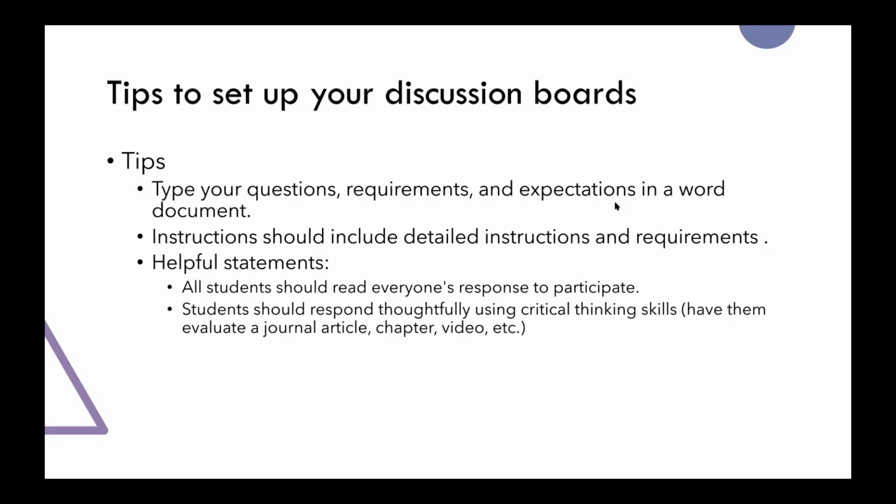with one another, whether it's responding to their peers. So it's really important to think about how you want your students to participate. And one way that you can help promote critical thinking is having them either evaluate a journal article or the chapter that they're reading, and they can have a discussion with their peers and yourself to synthesize the information that they're learning.